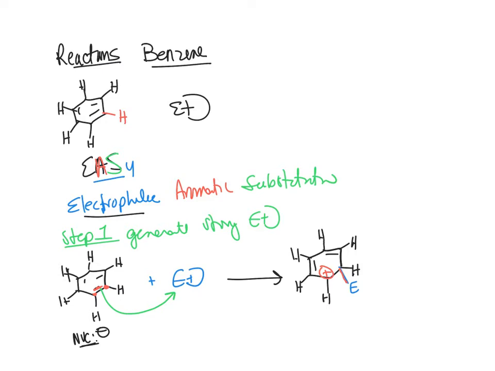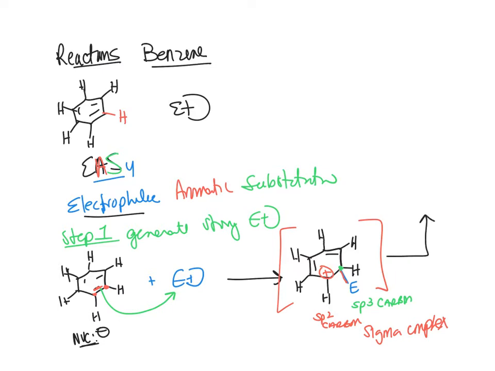So as you can see, this carbon here is now an sp3 carbon, because that carbon's bonded to four things, and the carbocation is an sp2 carbon. And so this is what we call a sigma complex. And this is high energy. It does not want to stay this way, because remember that aromatic compounds are more thermodynamically stable. And this can undergo resonance structures.